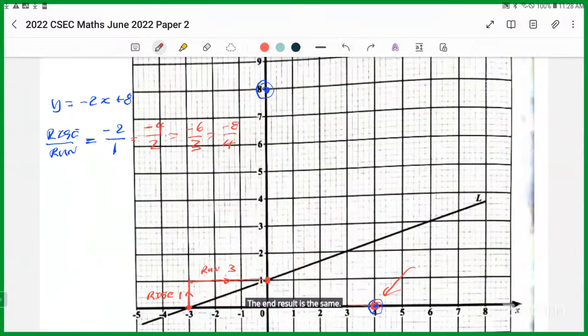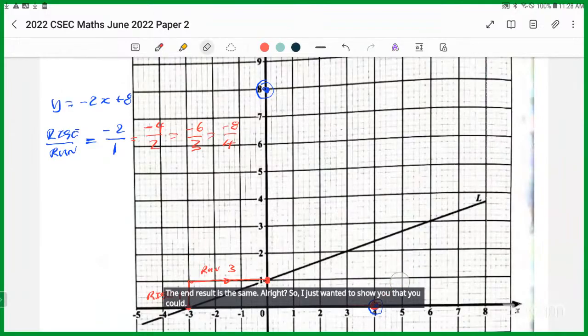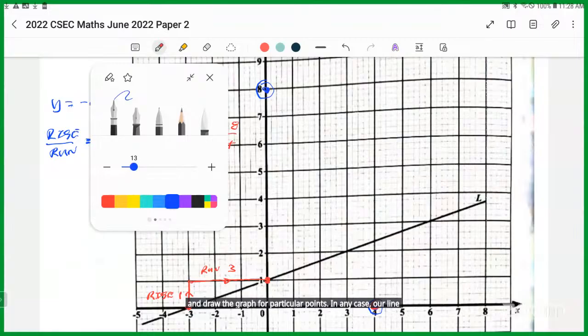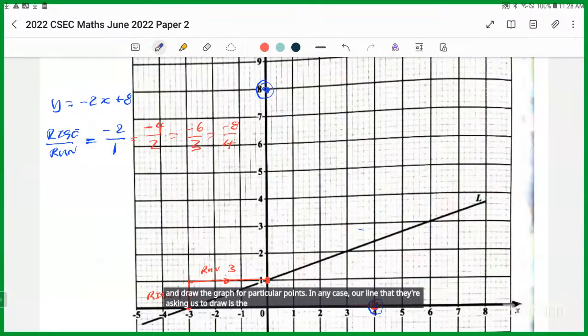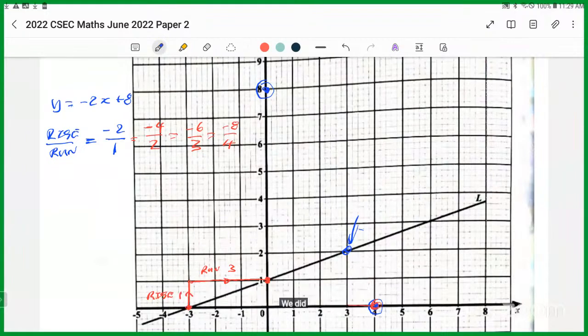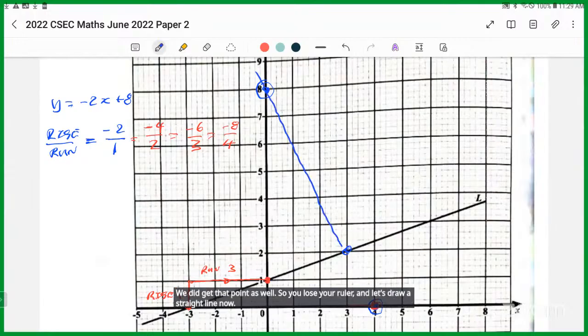Alright, so I just wanted to show you that you can draw the graph without plotting the points. In any case, the line that they're asking us to draw is the line through here. Now I pass through this point as well, right here. You did get that point as well. So you use your ruler and just draw the straight line now through here. And that is your line Q.